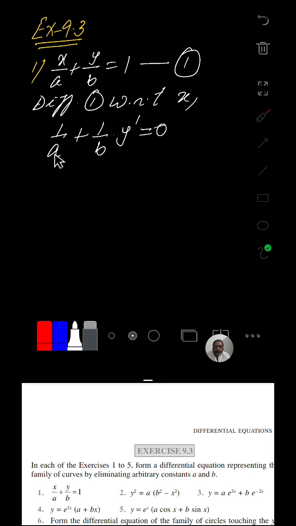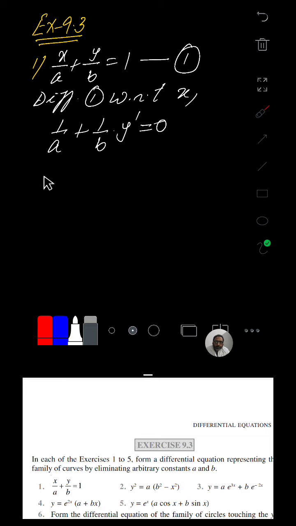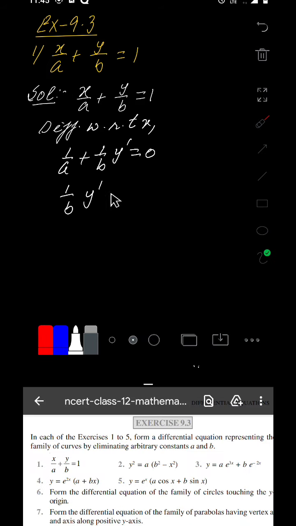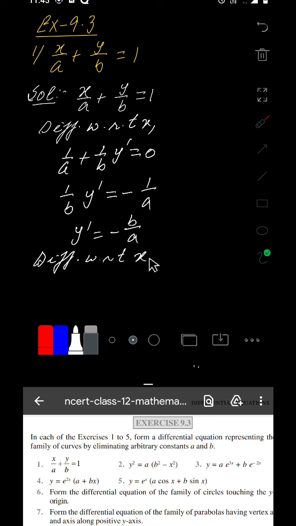So now transposing 1 upon a to the right hand side, we have 1 upon b y dash is equal to minus 1 upon a. Now transposing b to the right hand side, we get y dash is equal to minus b upon a. Now differentiating again with respect to x, we get derivative of y dash will be y double dash is equal to, and since this is a constant term, its differential will be 0. So y double dash is equal to 0 is the required differential equation for the given family of curves.